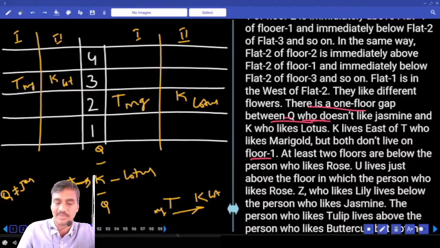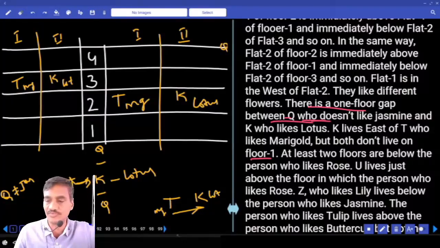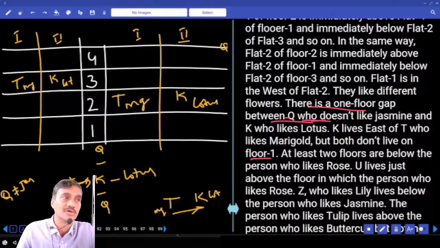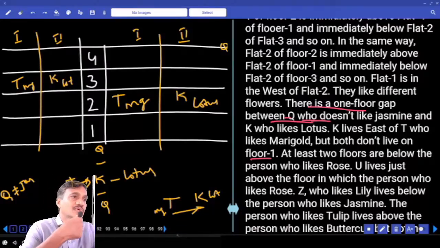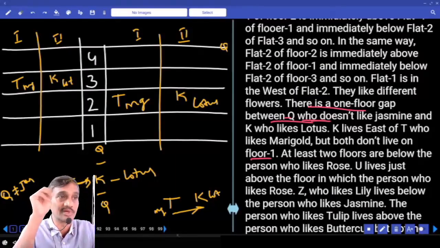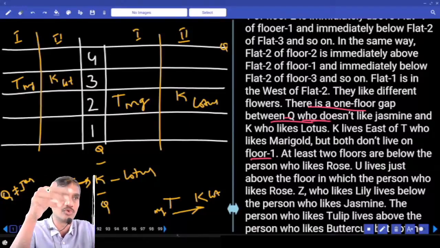And at the same time one in between Q and K. Q ki K ki మధ్యలో ఒకటి ఉంది కాబట్టి Q must be on the 4th floor, అంతే కదమ్మా. Q is on the 4th floor, and at least 2 floors are below the person who likes roses. Roses kanna, how many floors are there below the one who likes rose? ఎన్ని ఫ్లోర్స్ ఉన్నాయి? 2 ఉండొచ్చు, 3 ఉండొచ్చు, because at least 2 floors అన్నాడు. Minimum 2 floors are there below the one who likes rose.